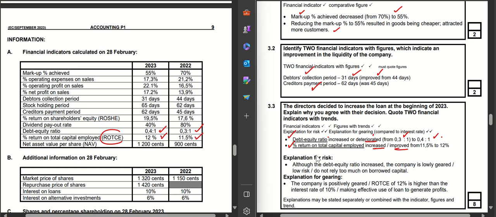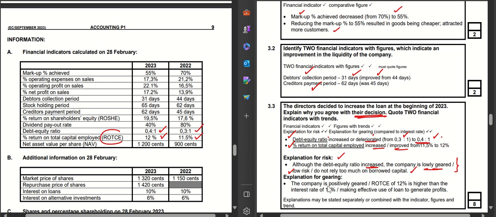Now, the explanation. Explain why you agree with their decision. Although the debt equity ratio has increased, you can see that it has increased. The company is lowly geared. In other words, there is low risk. It is coming from the fact that it is still 0.4:1. The company does not rely much on borrowed capital. That is very important. So you will mention the name, the trend, and the figures. However, you also need to bring an explanation.